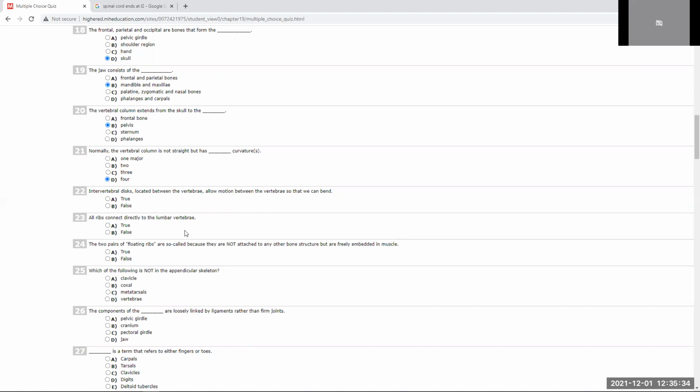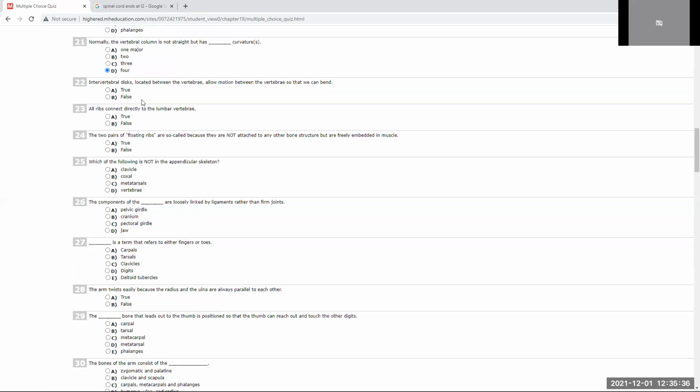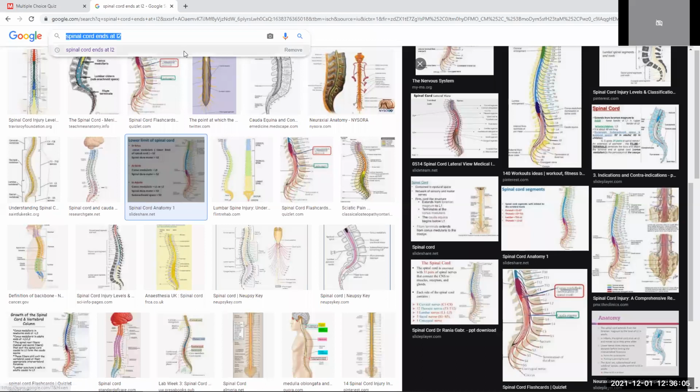It'll be very tricky. Intervertebral discs. We have 6 more to do and then that'll be it. Located between the vertebra, allow motion between the vertebra so that we can bend. Is that true? Those little discs. I'm going to say true, sir. Yes, sir. If you didn't have those intervertebral discs, what would happen with the vertebra? Right, so as the name implies, the intervertebral discs are placed between the vertebra.